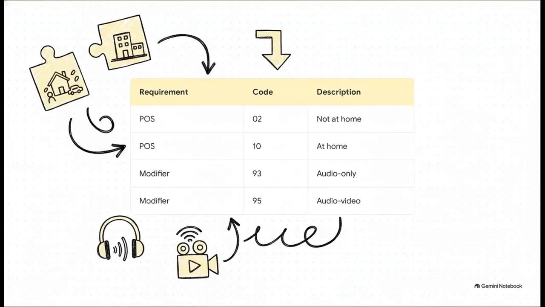You've got to add some mandatory puzzle pieces to these standard E&M codes to make them compliant telehealth claims. Two crucial pieces, to be exact. First up, the place of service, or POS indicator. You'll use POS 02 if the patient is not at their home during the visit, and POS 10 if they are at home. Second, you absolutely must append the modifier that matches your technology. It's modifier 93 for an audio-only visit, and modifier 95 for audio-video. These are the non-negotiable pieces for getting your Medicare crosswalk claims paid.